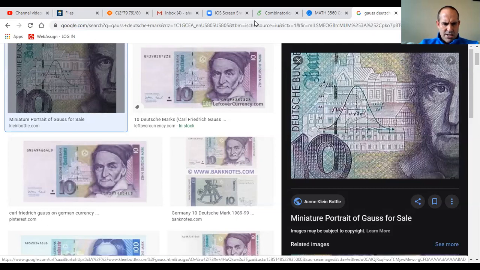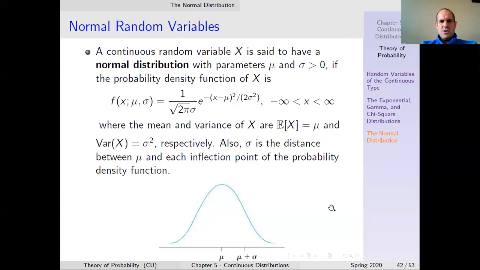Okay, so let's go back to the presentation here. Here we are. We have our density. I promise that thing integrates to 1. I'm not going to prove that just because that would involve some pretty highbrow techniques.